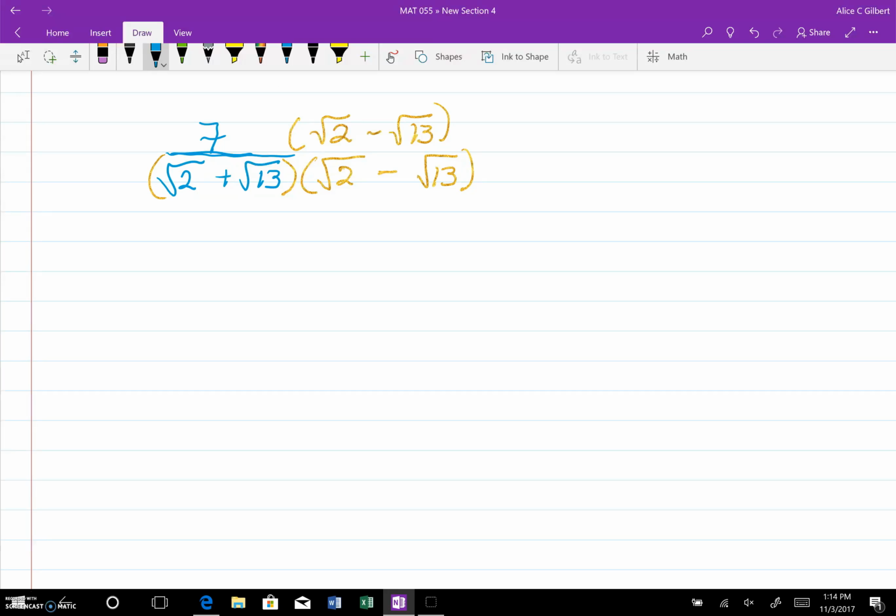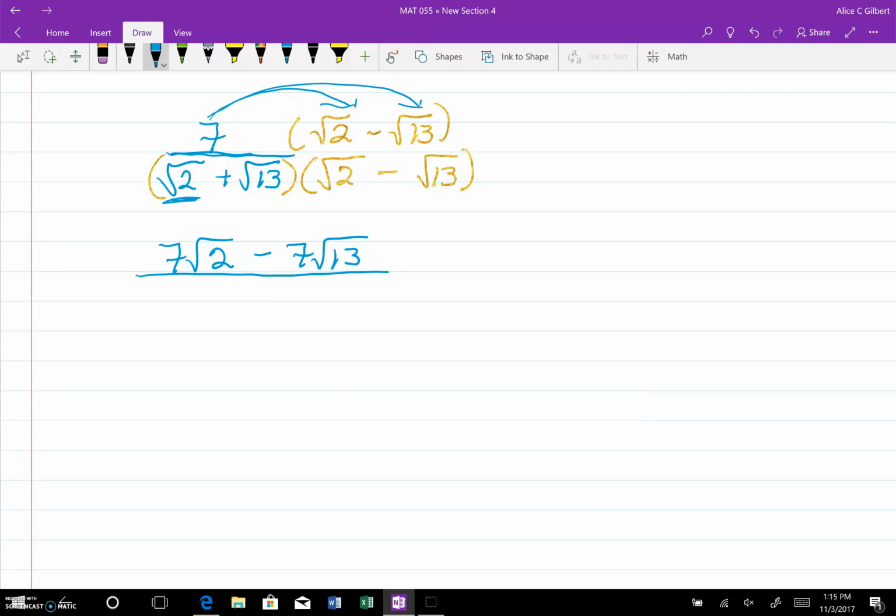So now in the numerator, I'm just going to distribute my 7, and so I get 7 times the square root of 2 minus 7 times the square root of 13, because I can't do anything else. Now my denominator is a difference of squares. So I take the first term, the square root of 2, and I square it.